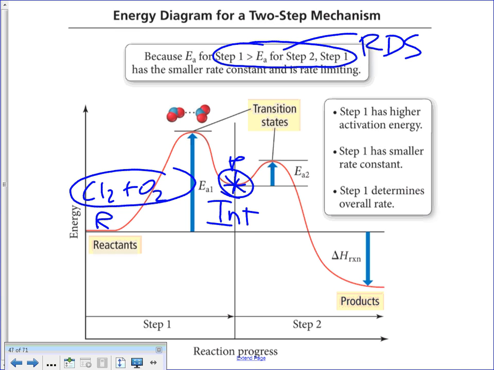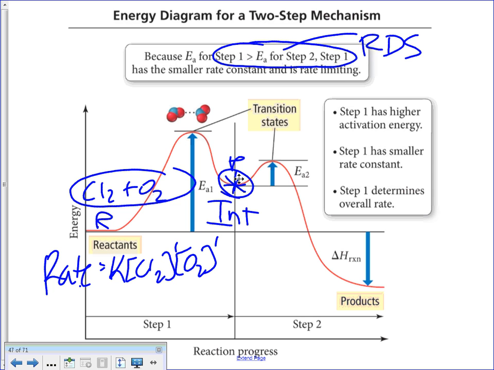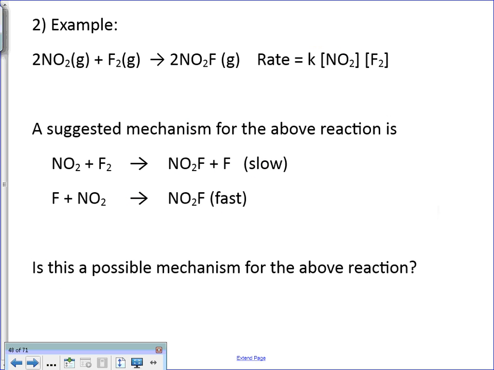Rate equals k times the concentration of Cl2 first and then O2 to the first. So that's me showing you, I could give you reactants, and once you've identified it as the rate determining step, you would use those coefficients to make the order. Okay? This is a second example on y'all's.